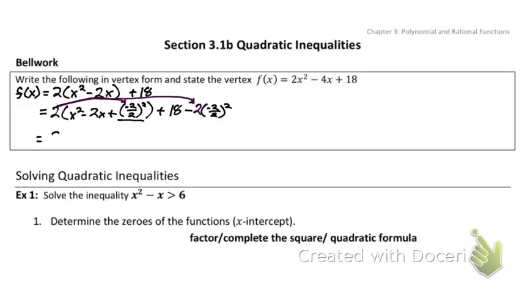So that's going to give me 2 times completing the square would be x. What's inside the parenthesis is negative 2 over 2, so that's minus 1 squared, plus 18 minus, well, negative 2 over 2 is negative 1. Negative 1 squared is a positive 1. 18 minus 2 is going to be 16. My vertex is 1, 16. Not negative 1, 16, but positive 1, 16.